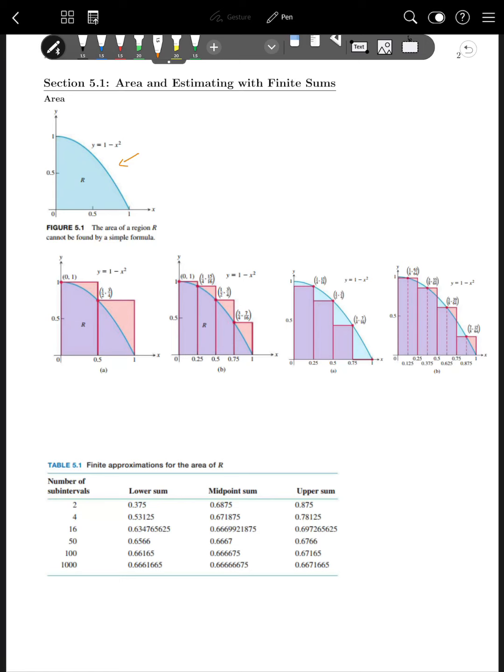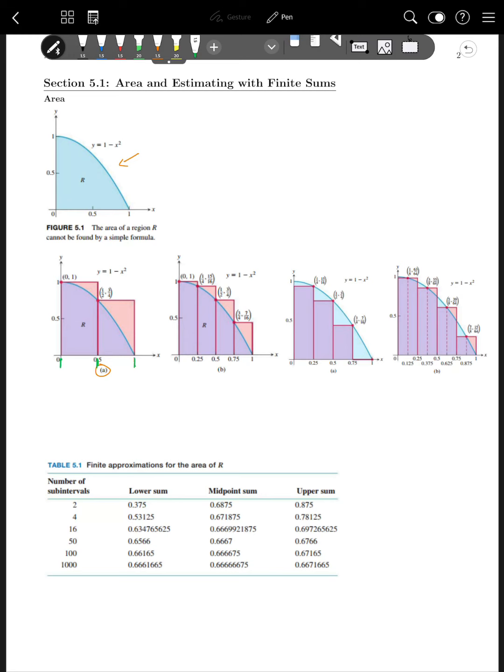So to start out with, what we want to look at is the idea of finding the area under a graph. For example, if we have the graph as shown here of y equals 1 minus x squared from x equals 0 to x equals 1, we get this region. If I wanted to find the area of that region, one way I could do it is by approximating it using rectangles. So for example, in letter A here, we're using two rectangles.